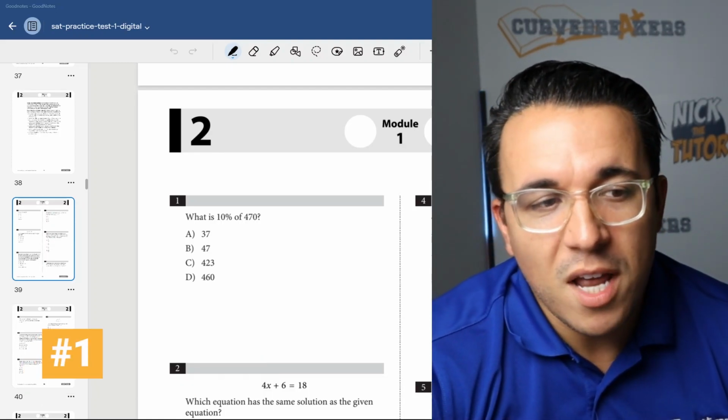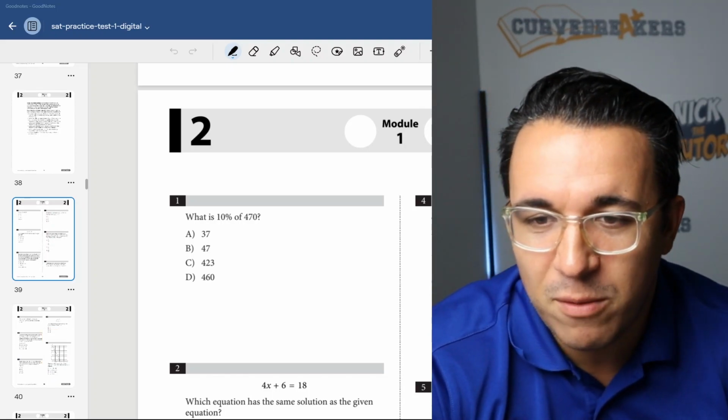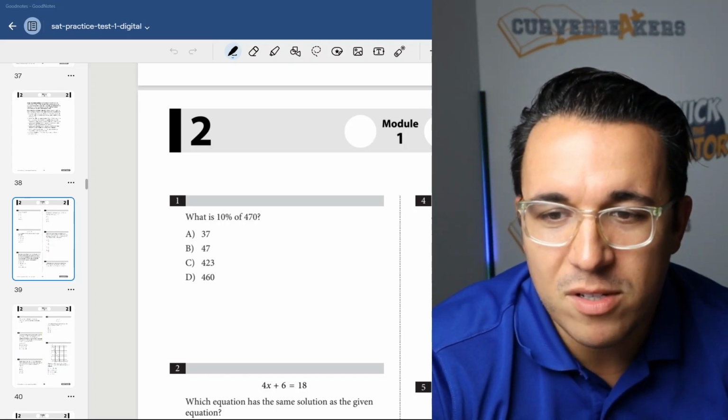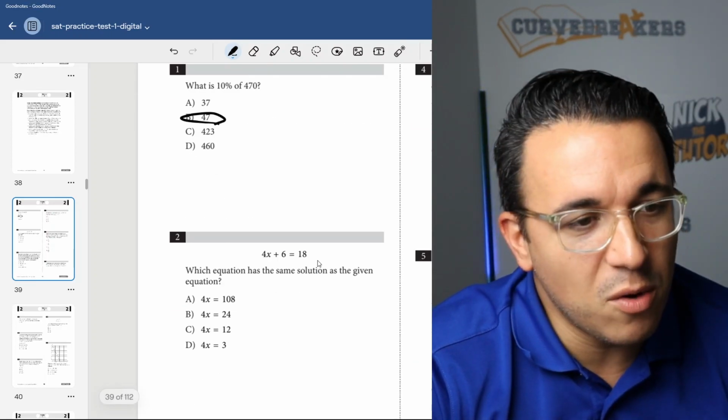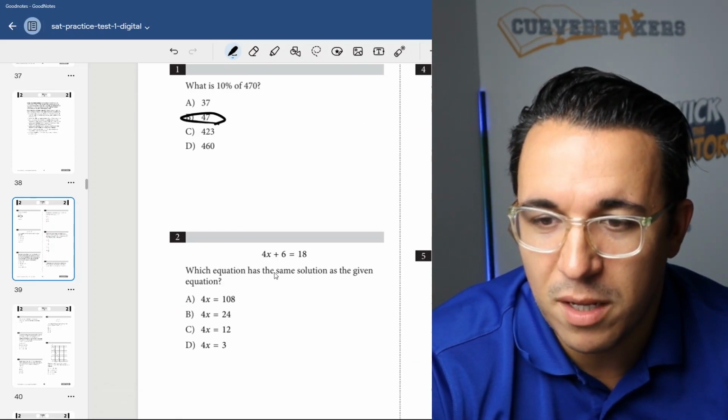So number one, a little bit of an easy question. Hopefully you got this one. What is 10% of 470? Gonna go with B. If anyone doesn't know that one, drop a comment below. I'll make sure to explain it to you.